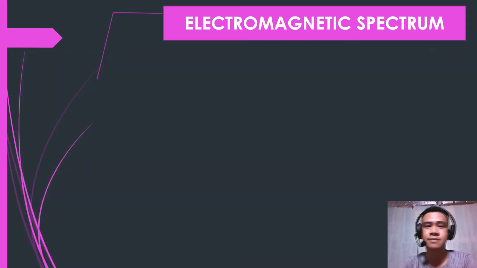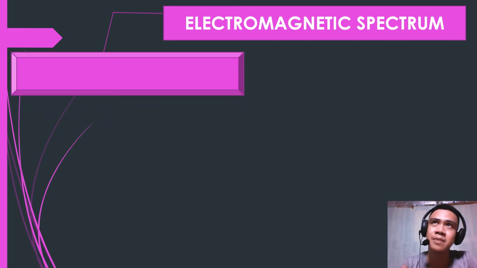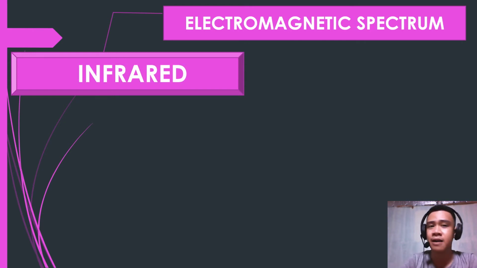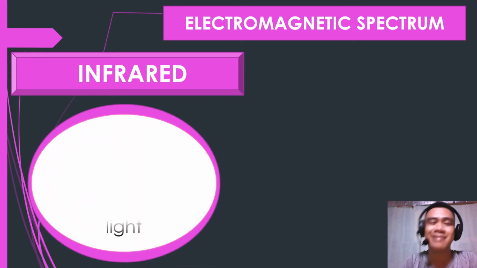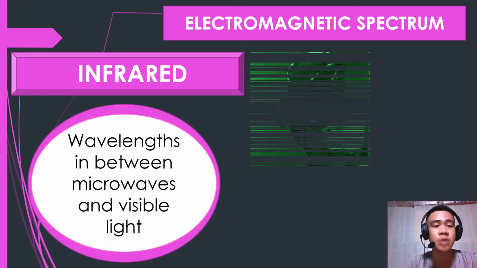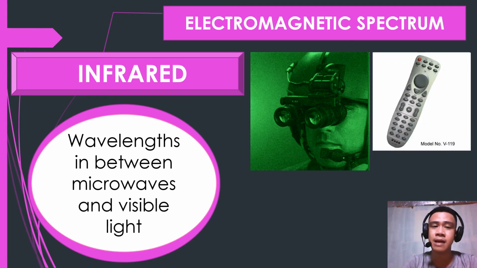Next, electromagnetic wave within the electromagnetic spectrum: infrared. Infra-red means below red. Its wavelengths are in between microwaves and visible light. It has shorter wavelength and higher frequency than microwaves. Examples are night vision goggles and the thermogram.